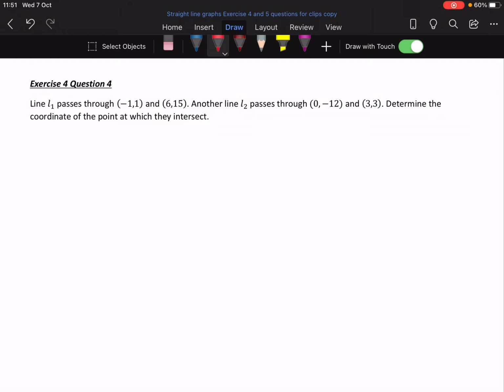So the plan is to work out the equations of both lines, and then solve them as simultaneous equations, and that's going to give us the point of intersection. So I'm going to calculate L1 here. I'm going to do the gradient, and that's equal to change in y over change in x. So 15 minus 1 is 14. 6 minus -1 is 7. So the gradient is 2.